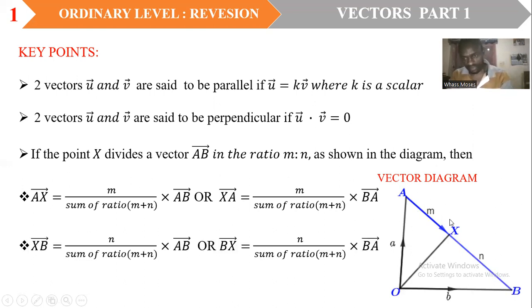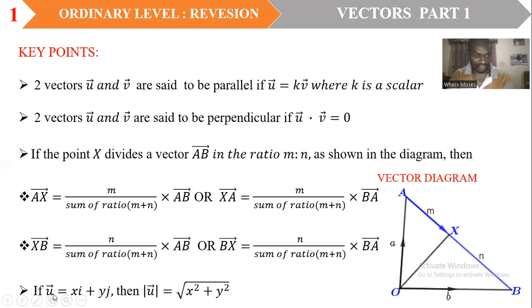Secondly, to find the vector XB, we do a similar thing by using the proportional part of that ratio, which is N over the sum of ratio M plus N, times the vector AB. Or again, if we are moving in the opposite direction to this arrow, we will be looking at BX instead of XB, and BX will be equal to N over M plus N times BA instead of AB.